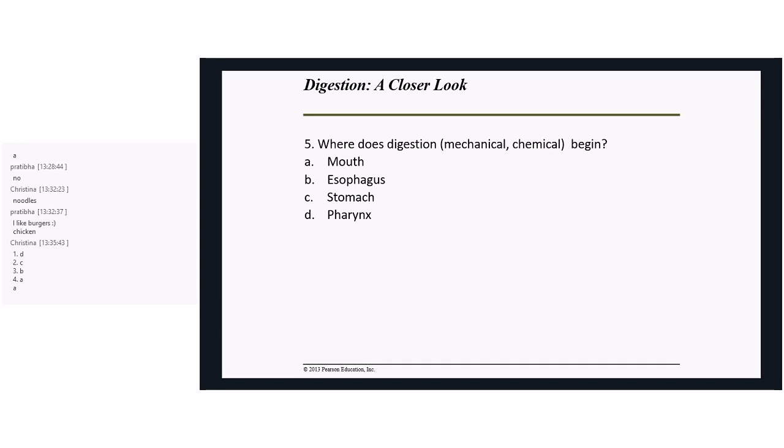So you're right, A. Both mechanical and chemical digestion begin in the mouth. And mechanical is the chewing, of course, by our teeth, and chemical digestion also starts in the mouth with our saliva. So saliva is actually starting the process of breaking down carbohydrates, specifically starches. So it starts right there in your mouth.